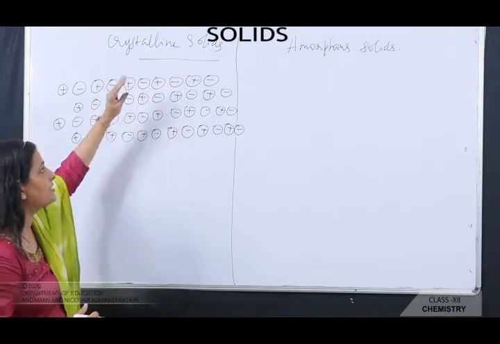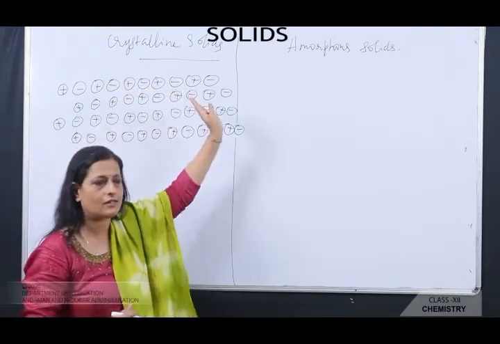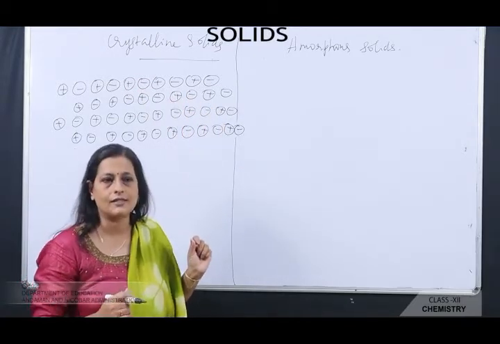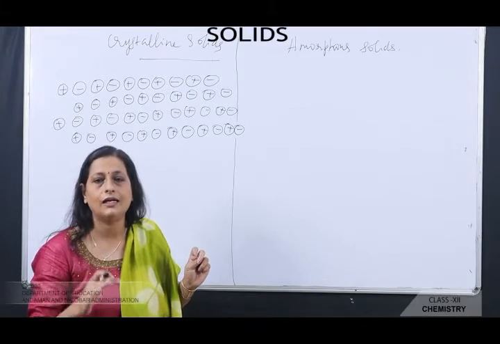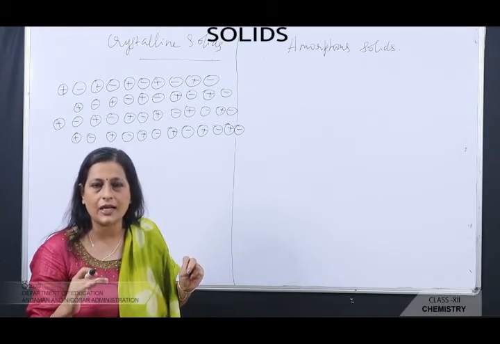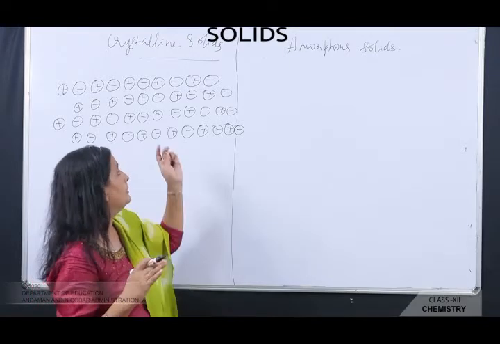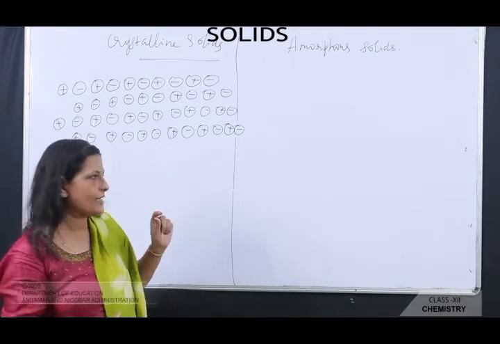That is, there is a discipline in the arrangement of the constituent particles in case of a crystalline solid. So that is the first definition for crystalline solid. That is, in crystalline solid, the constituent particles are arranged in a regular pattern. That is, they follow a definite pattern.